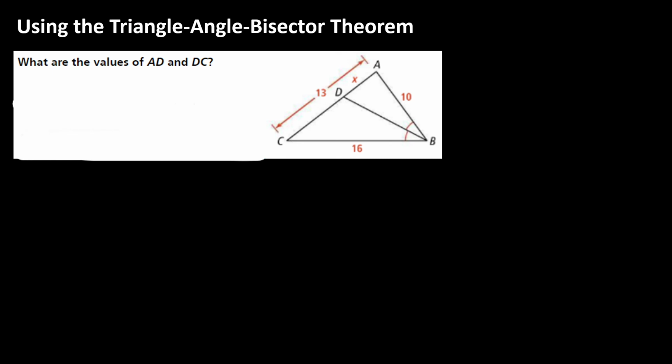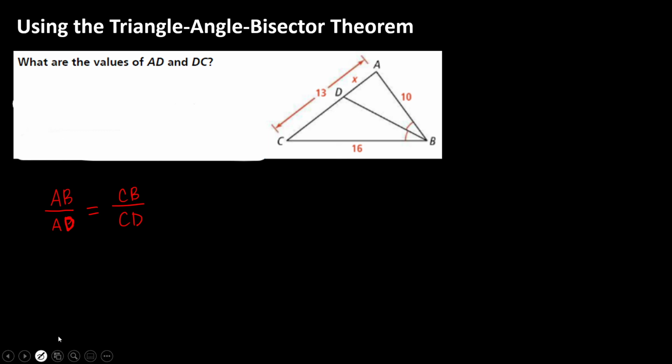Here's another example. We are going to use the triangle-angle-bisector theorem to find the values of AD and DC. So we need to set up a proportion again. This is where using the labels of the side lengths comes in handy instead of the actual lengths. So here's what my proportion is going to be. The ratio of AB to AD is going to be equal to the ratio of CB to CD.